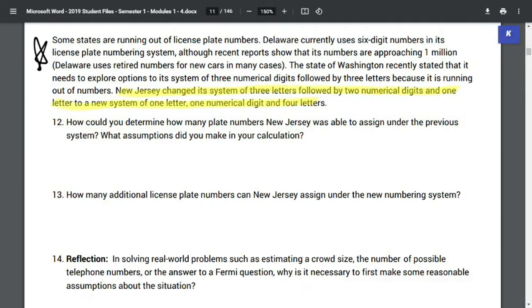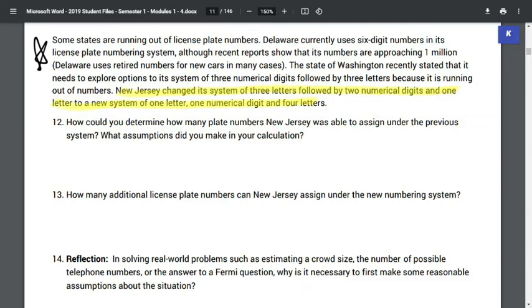If we just look at the back of your own license plate, you'll see it's made up of letters and numbers. So in the paragraph, it talks about how some states are running into issues where they're running out of combinations, so they need to come up with new combinations so they can give these out so everyone has their own unique license plate. So New Jersey system, as we see right there, they changed from 3 letters, 2 numbers, and a letter to 1 letter, 1 number, and 4 letters.